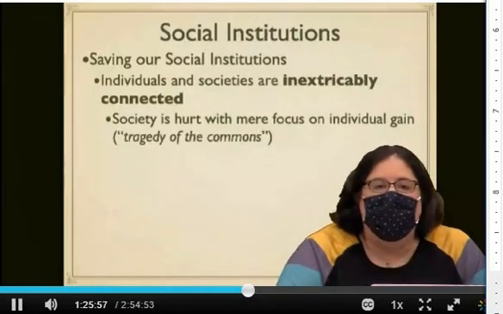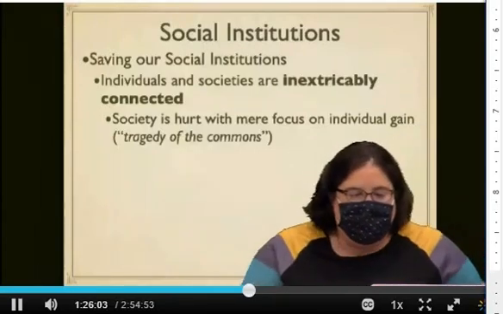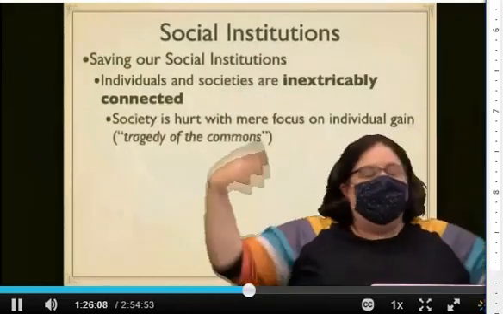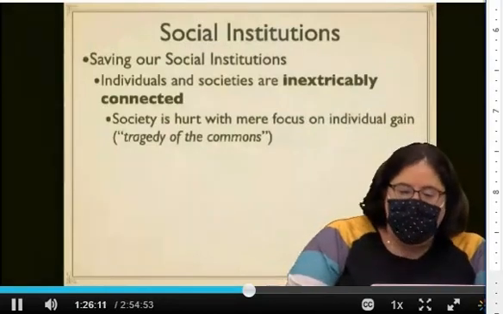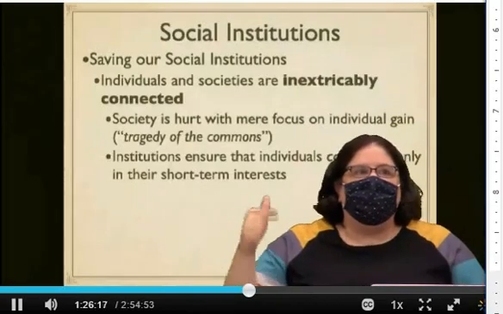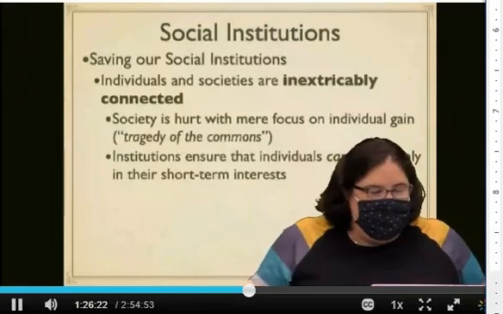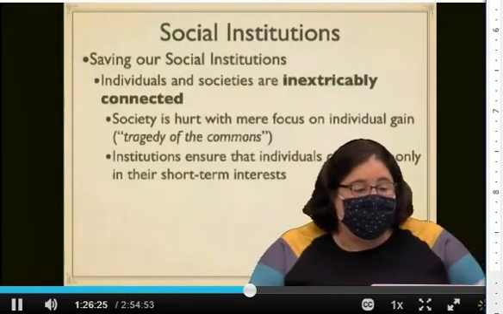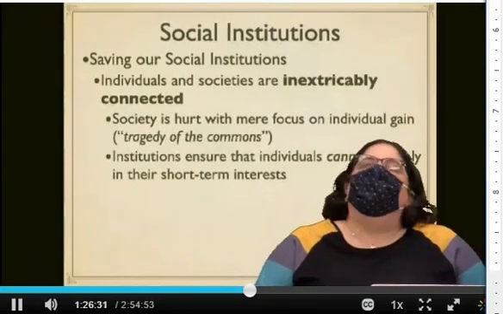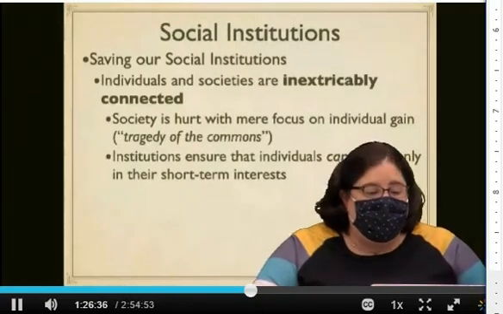And so it works in the short term for somebody to hoard toilet paper at the beginning of a pandemic or whatever, right? But in the long term, everybody suffers, because now there's, or was, a toilet paper shortage for everyone. Social institutions are meant to be a check on individuals having a free-for-all, right? Institutions' job is to ensure that individuals cannot act only in their own short-term interests. So we have institutions in society that are meant to control our behavior.